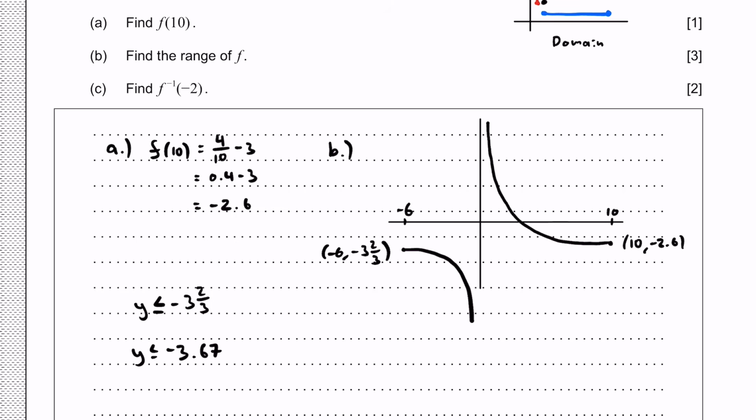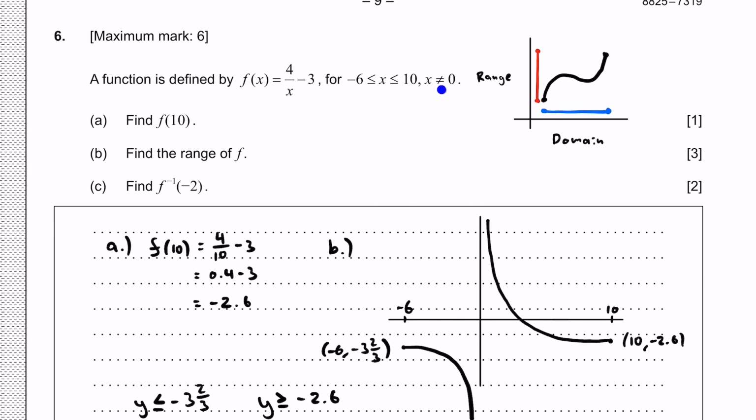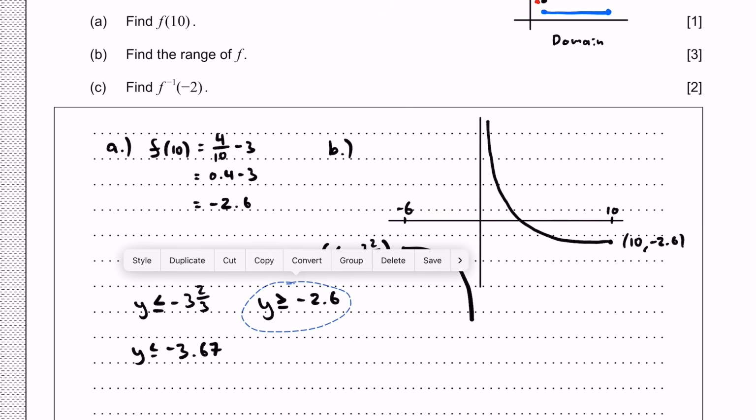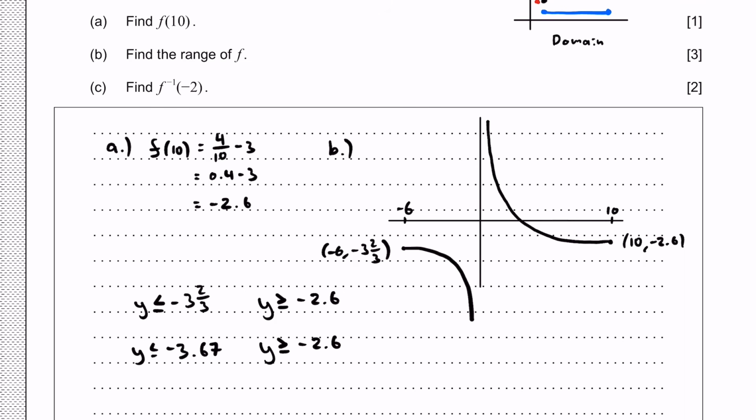And similarly, y could be greater than -2.6. So just once again, summarizing, what are the values of y that we can reach when substituting any value between -6 and 10, not including 0? Well, we can start at -3 2/3 and go all the way to -infinity. So as long as y is less than or equal to -3 2/3, this is part of our range. Similarly, we start at -2.6 and go all the way to positive infinity, so y itself can be greater than -2.6. So both of these are fine. It's sometimes a little funny, I suppose, to mix fractions and decimals, so this might be potentially the most appropriate kind of response. All right, let's go into the last question here.